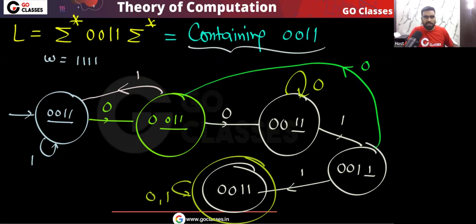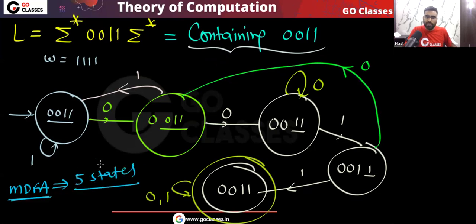So that's it. This is your DFA. Let me tell you, this is the minimal DFA. So this minimal DFA has how many states? There are 5 states. And let me tell you, the L complement will also have a minimal DFA with 5 states.